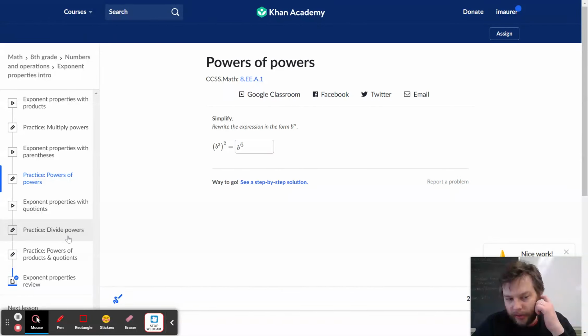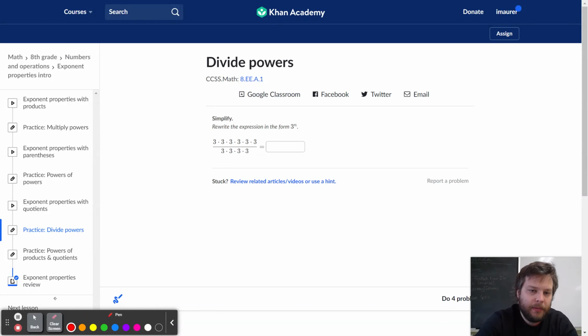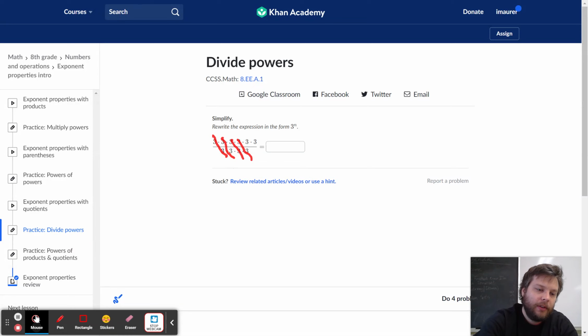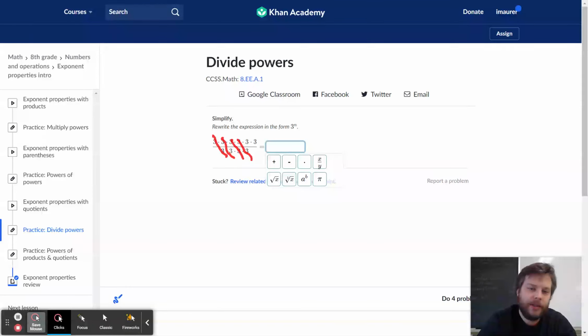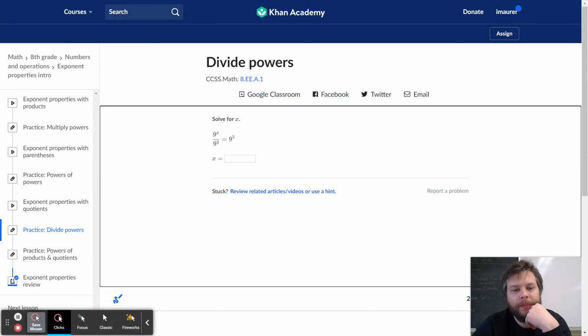So moving on to dividing powers, you can see here that they have it all written out for you. And like we've practiced many times, when you have something divided by itself, it's equal to 1. So there's a 1, there's a 1, there's a 1, there's a 1. And you can just count how many 3s are left over. Turns out that there are just 2 3s left over in the problem.